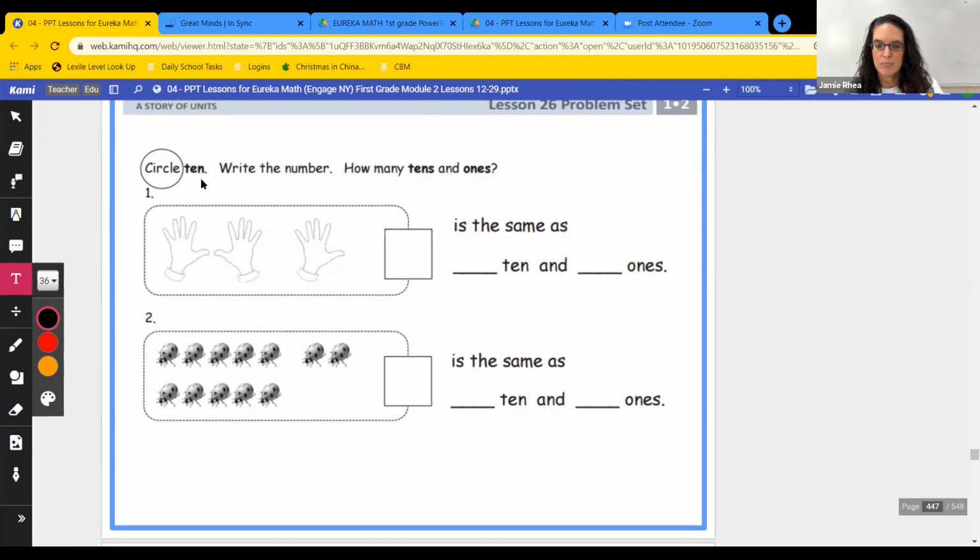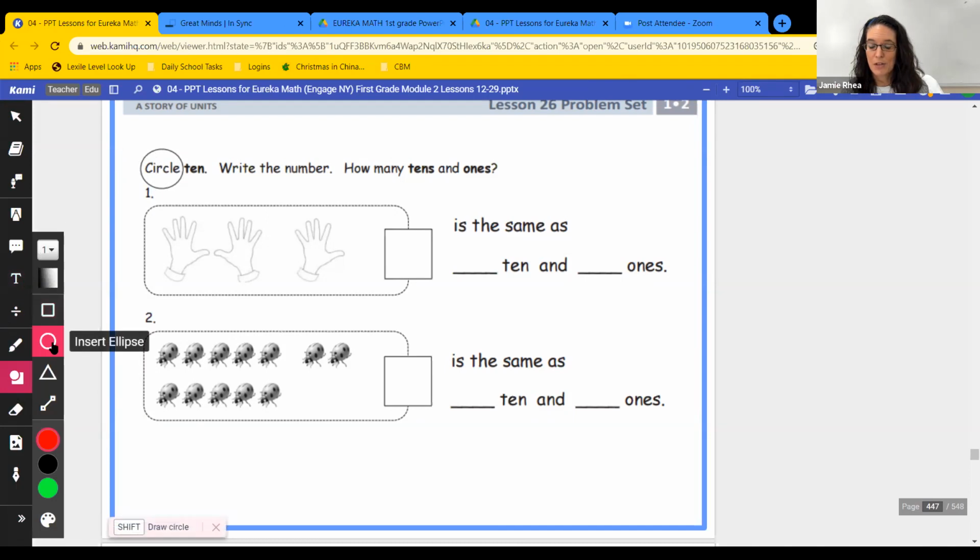Circle 10. What's it tell you to do? Circle 10. Are you going to make sure you circle 10 on this paper? Yes. If you don't know how, see this lovely list of things over here? Come right here where it's got the circle and the square. Click it. There's a circle. Now you can circle things on your paper.